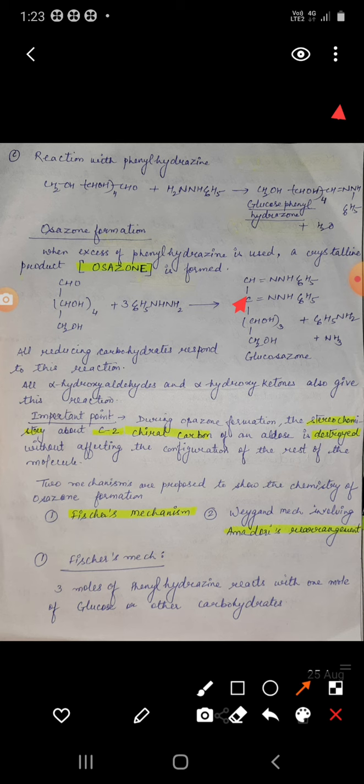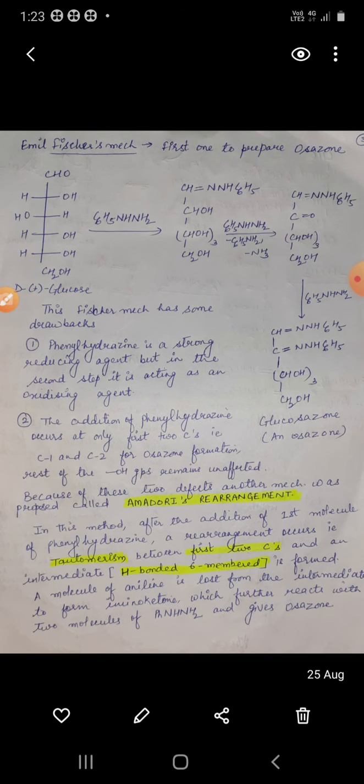Now what is Fischer's mechanism? In Fischer's mechanism, 3 molecules of phenylhydrazine react with 1 molecule of glucose or any other carbohydrate, but these carbohydrates should be differing at the configuration of carbon number 2. Now this is the reaction for the Emil Fischer mechanism. He was the first one to prepare osazone.